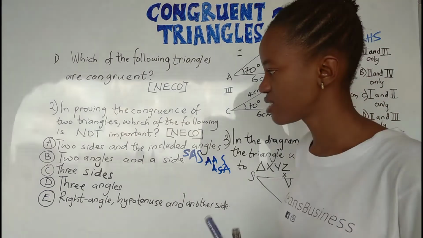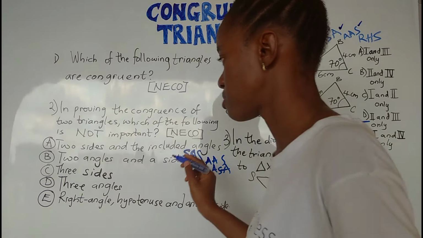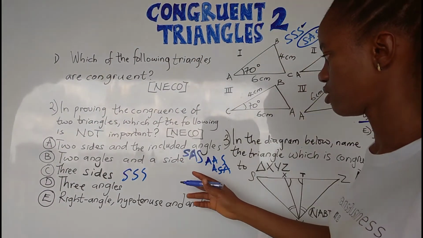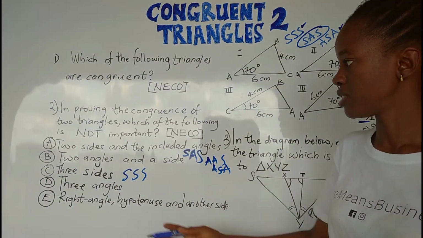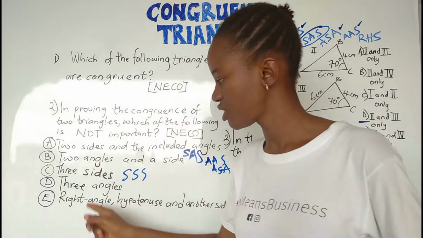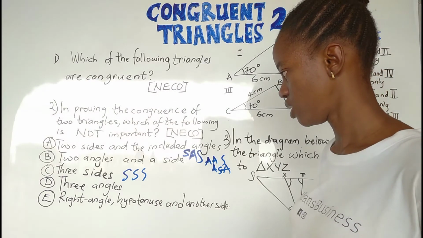Okay? Here we are seeing three sides. Yes, this one. So it's important. So all the ones we've seen so far, number 2 is important. That's B. All the ones we've seen so far are important. A, B, C, they are important. And then we are looking at D, three angles. Do we see AAA here? No, we don't see AAA here.